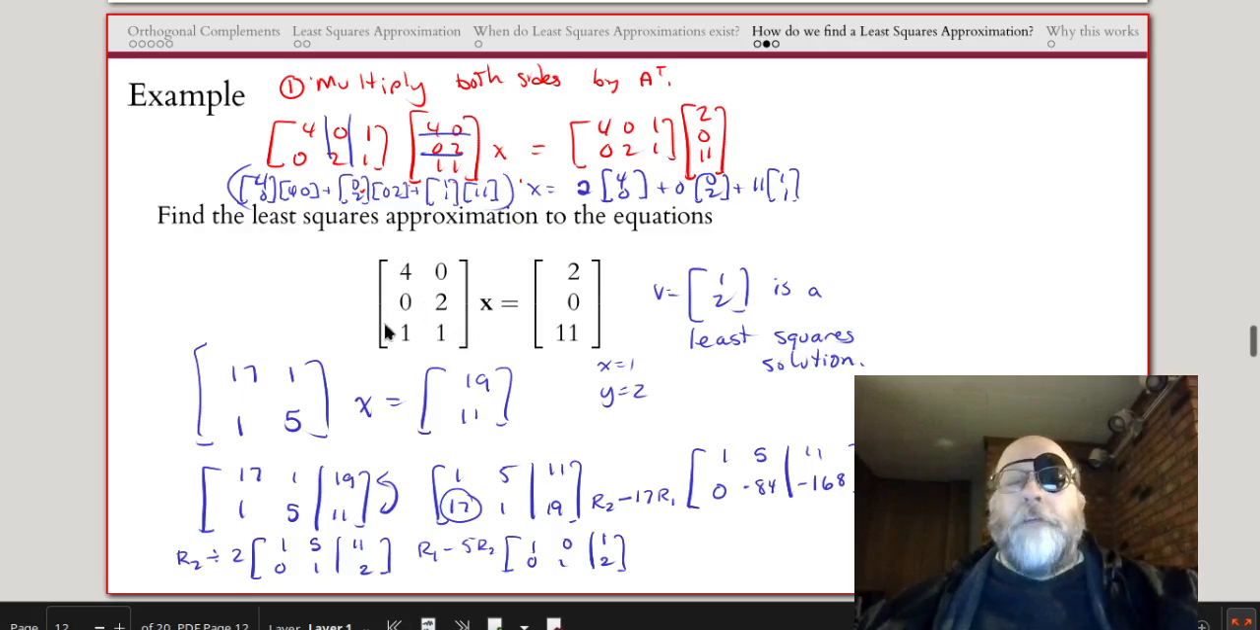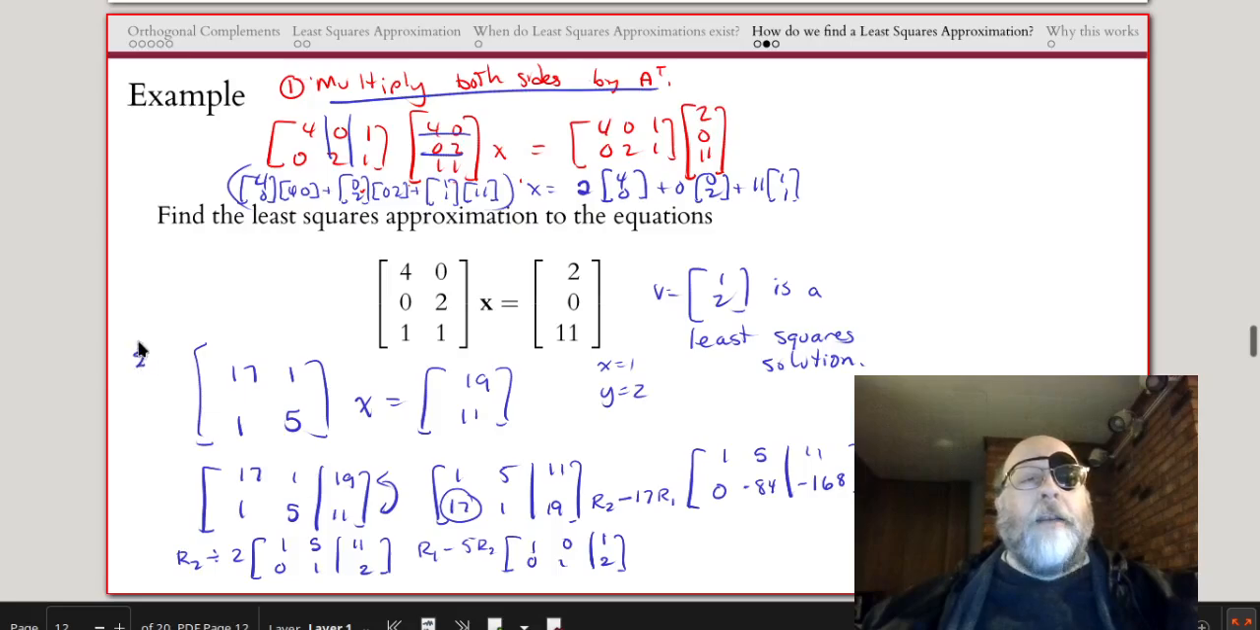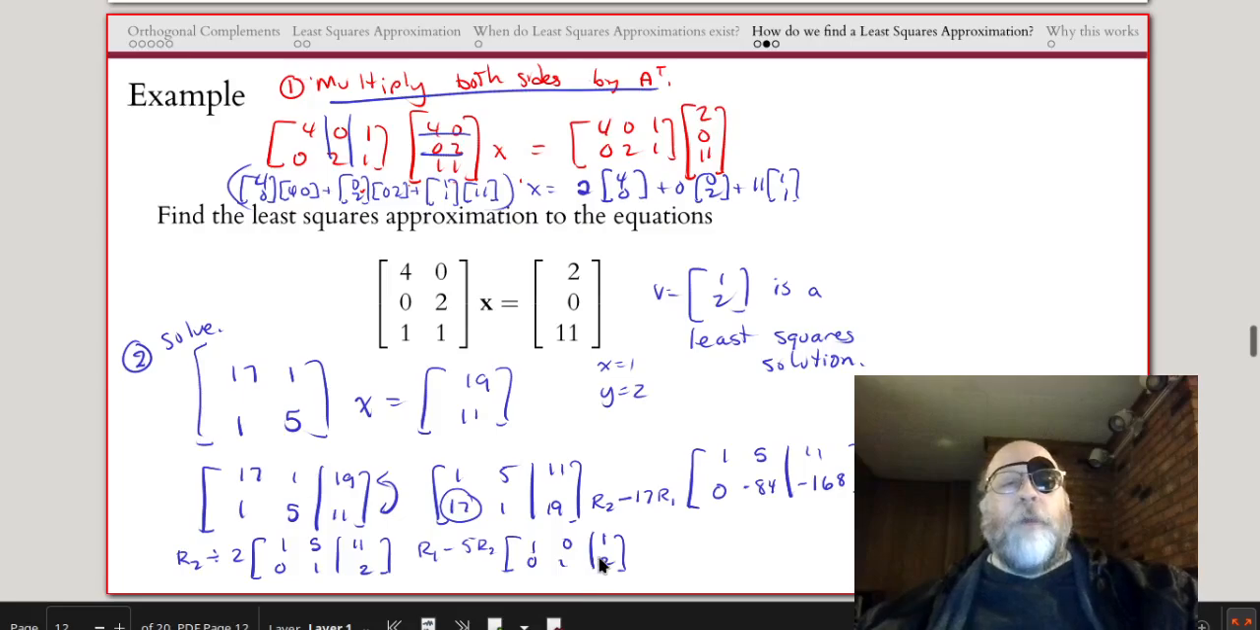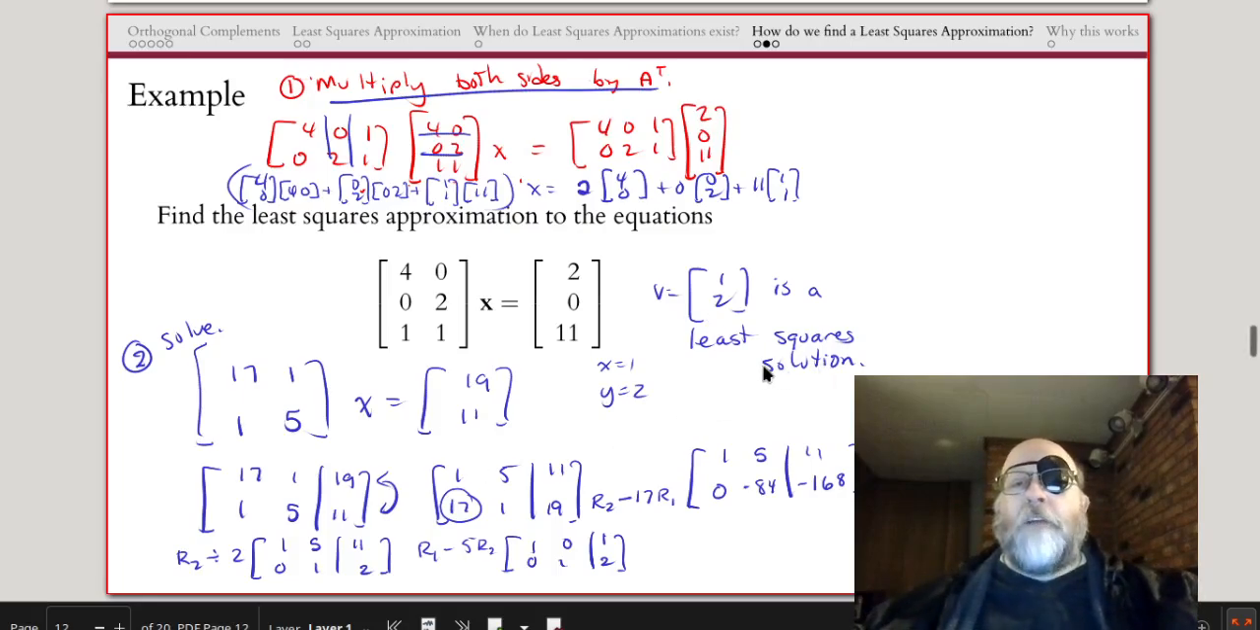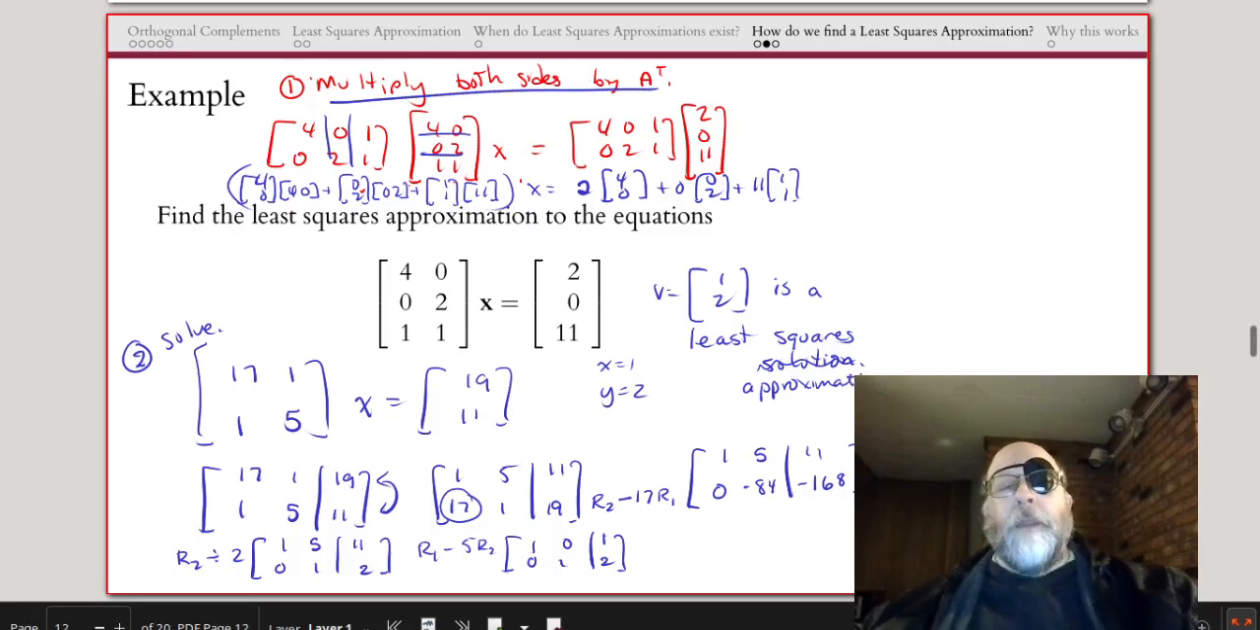So this is the way we find a least squares solution. We multiply both sides by A transpose, and then we solve. And the solution we get after we've multiplied both sides by A transpose is a least squares solution, or we can say a least squares approximation. Probably a better word because it's not actually a solution. All right.